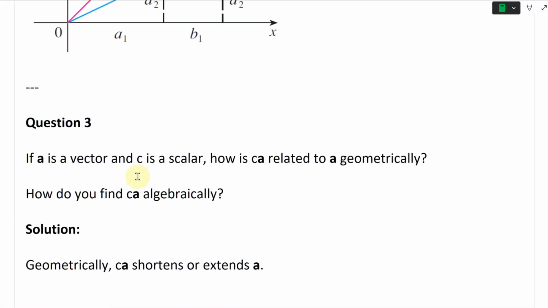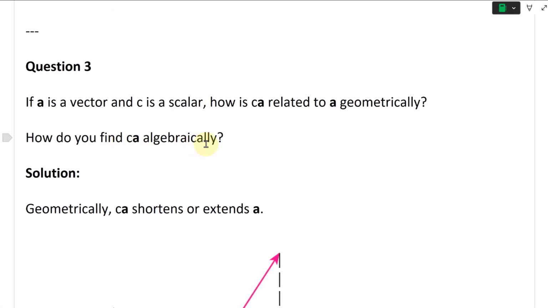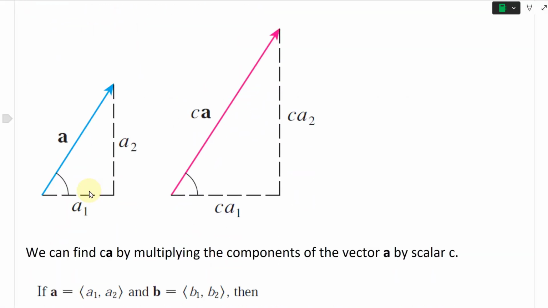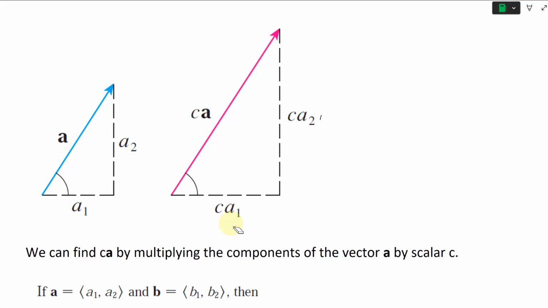So question 3: if A is a vector and C is a scalar, how is CA related to A geometrically? And how do you find CA algebraically? So geometrically, CA shortens or extends A. If you have a vector A with components A1, A2, the x and y, multiplying by a scalar C just multiplies all the components as well. It's exactly the same thing here, but scaled up. This angle is exactly the same, but this is going to be CA1, CA2. So everything's scaled up and it stretches it. If you have a smaller number C, less than 1, it will shrink it. If you have a negative, it goes the opposite way.